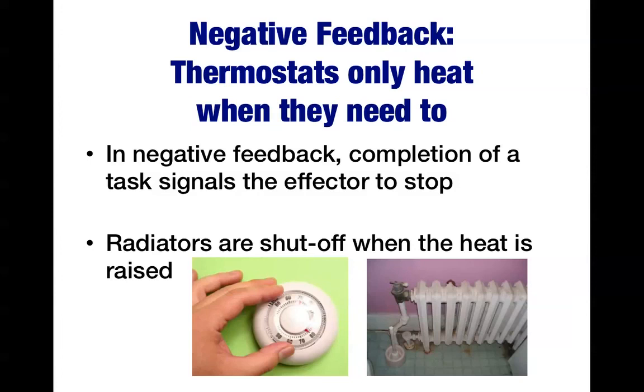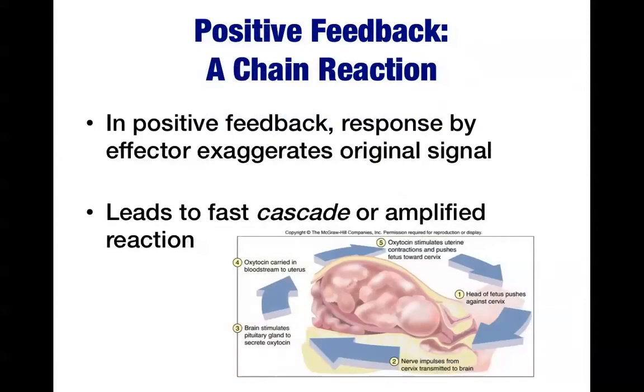Positive feedback is less common, but it is still found in our body. In positive feedback, the response by the effector exaggerates the original signal. This leads to an amplified or faster response, otherwise known as a cascade effect. One example of this is blood clotting, where a leak in a blood vessel must be rapidly repaired. Contractions during labor also exhibit a positive feedback control strategy, where each contraction leads to more frequent and more intense contractions afterwards during a labor until the final moment where the child is born.